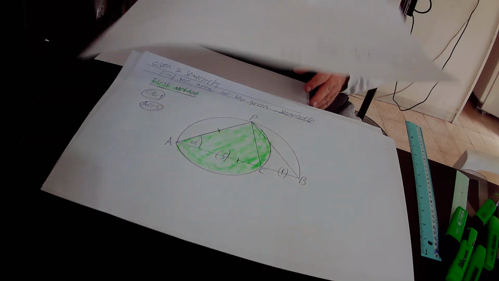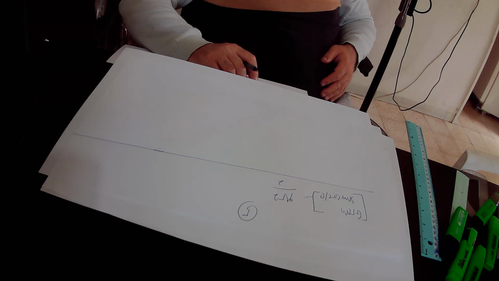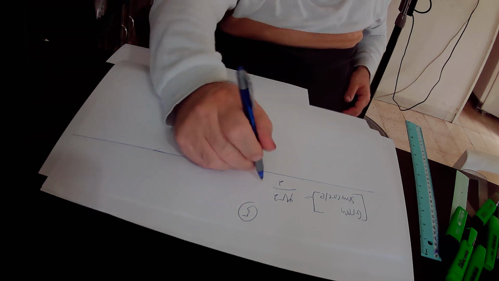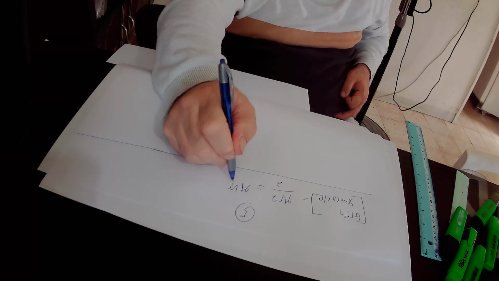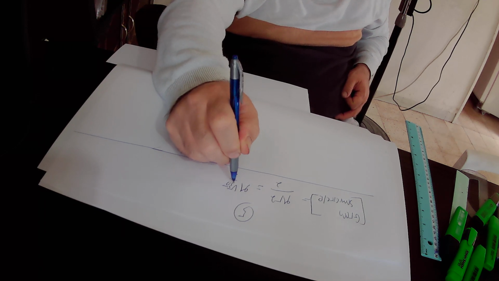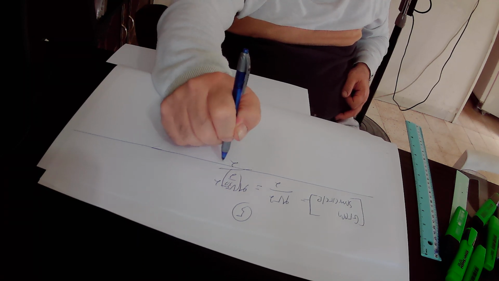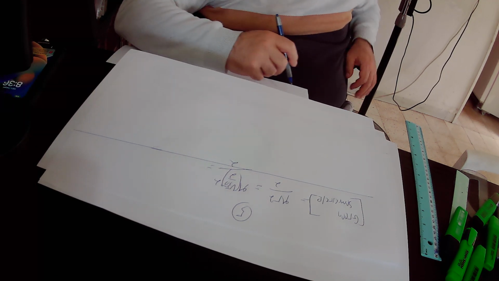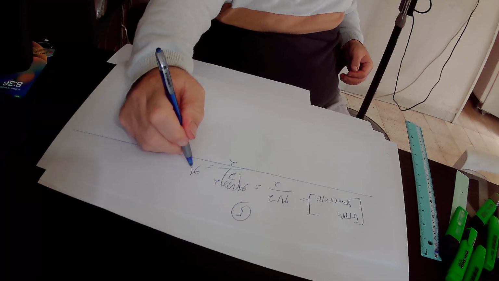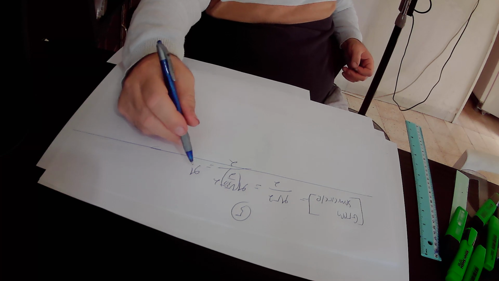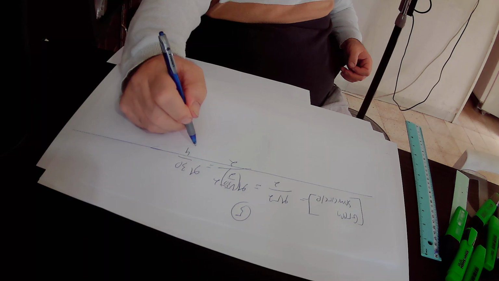Because again, the area of the green semicircle equals pi r squared over 2. So it equals pi r, where r is equal to 30 over 2. Therefore r squared is equal to 30 over 2 squared, divided by 2. So the area of the green semicircle equals pi, and the square root of 30 squared is 30, over 2 squared is 4, divided by 2.